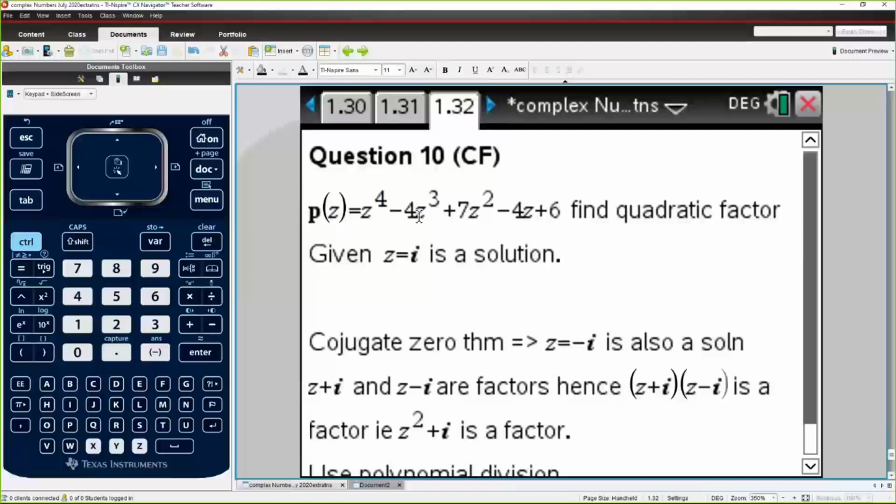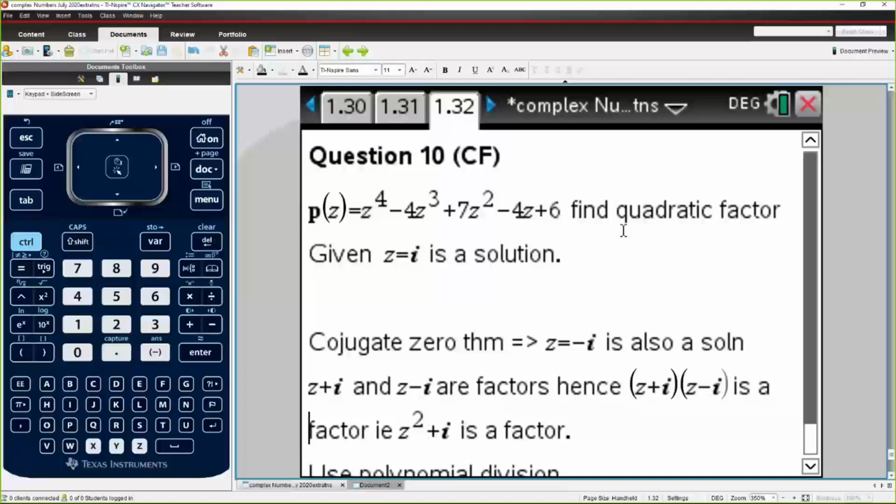So given that Z equals i is a solution, then the conjugate zero theorem says that Z equals negative i is also a solution. And so we've got Z plus i and Z minus i as factors of that expression. And hence, if we've got two linear factors, we can multiply them together and come up with a quadratic factor.